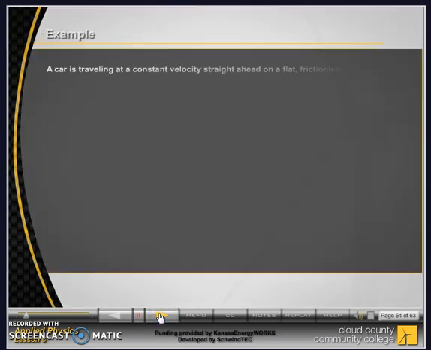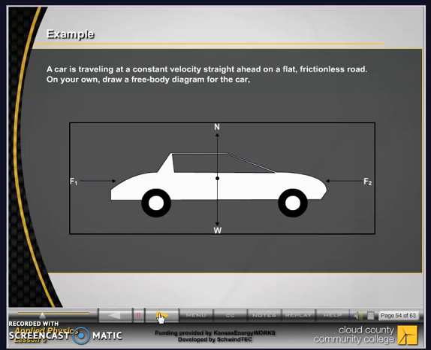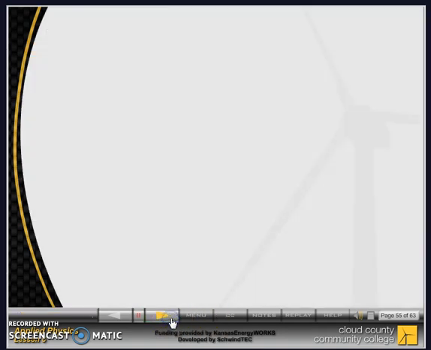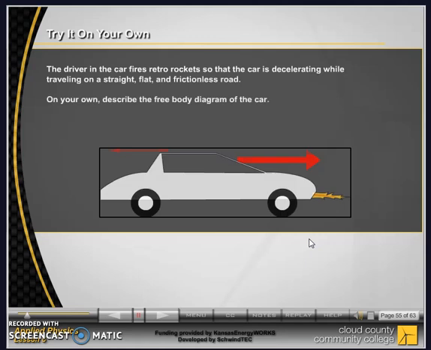A car is traveling at a constant velocity straight ahead on a flat, frictionless road. On your own, draw a free body diagram for the car. The driver in this car fires retro rockets so that the car is decelerating while traveling on a straight, flat, and frictionless road. On your own, describe the free body diagram of the car.